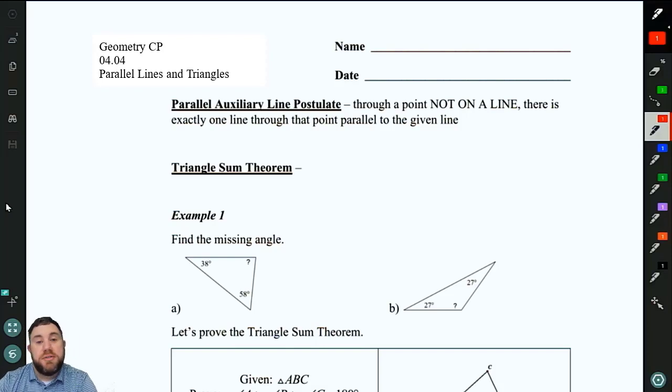We'll also introduce exterior angles, because you might not have seen those before in triangles, but that way we have all of our triangle sum theorems in one lesson.